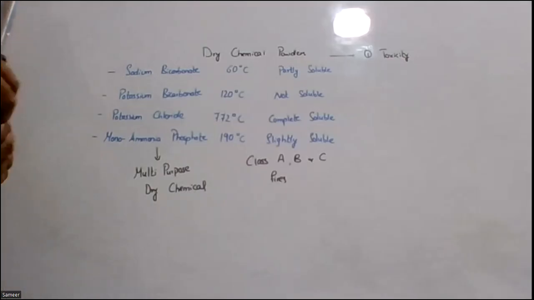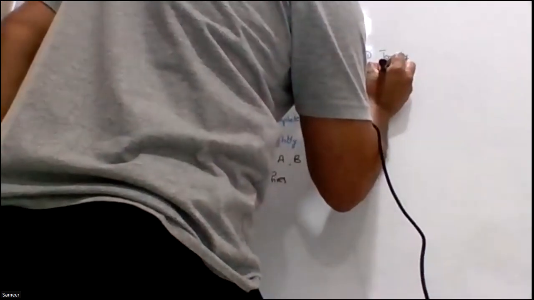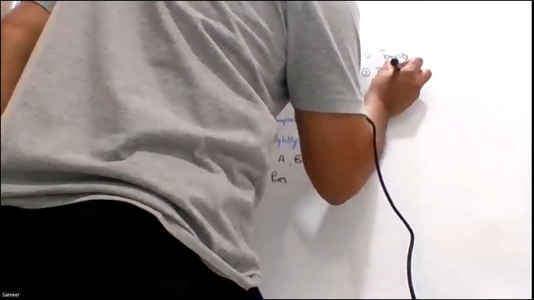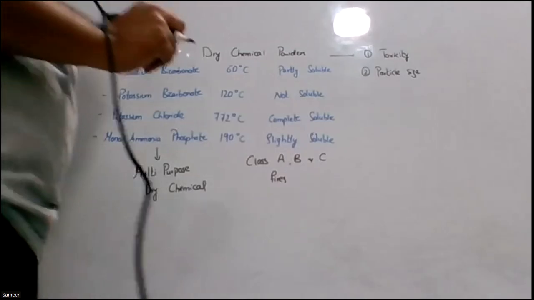Then we have the particle size of the dry chemical powders. The particle size is very important to understand. The particle size is from less than 10 microns and can go up to 75 microns.